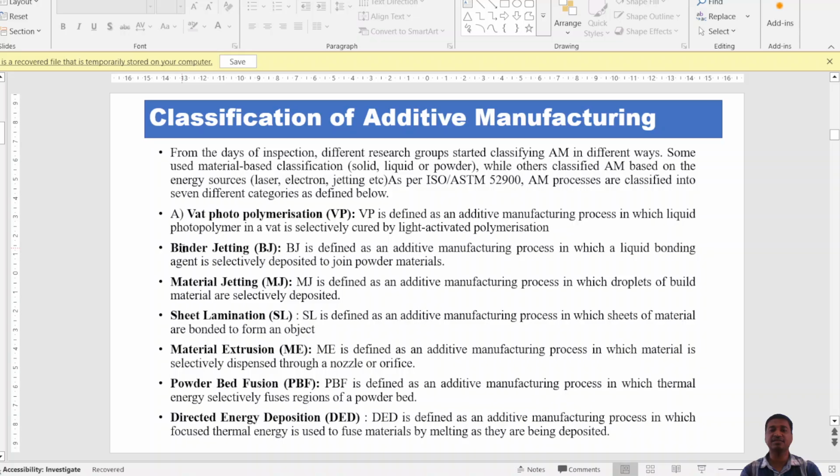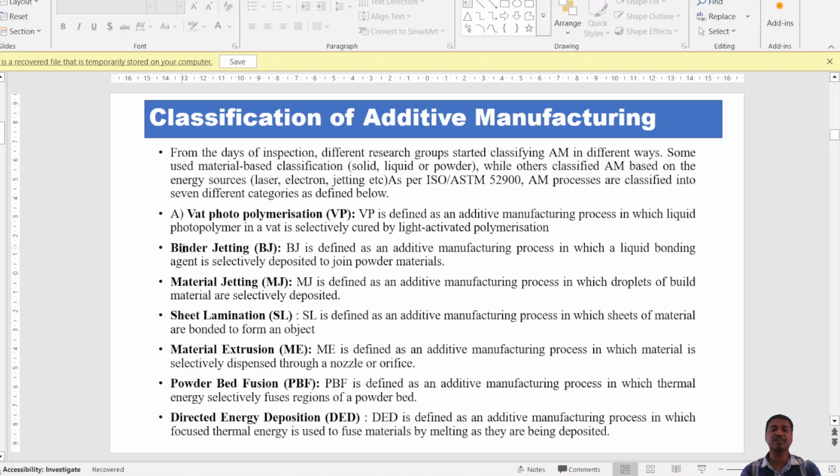Binder jetting is defined as an additive manufacturing process in which a liquid bonding agent is selectively deposited to join powder materials. Material jetting is defined as an additive manufacturing process in which droplets of build material are selectively deposited. Sheet lamination is defined as an additive manufacturing process in which sheets of material are bonded to form an object.